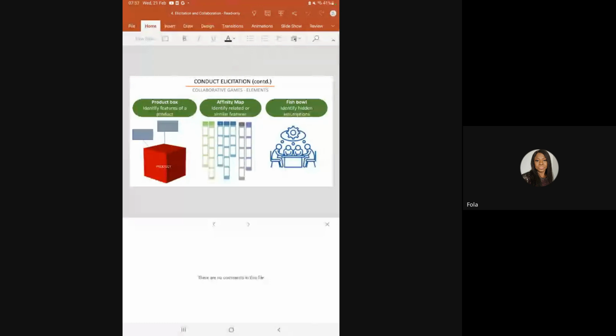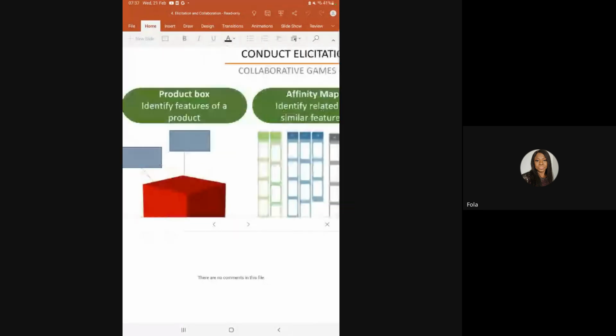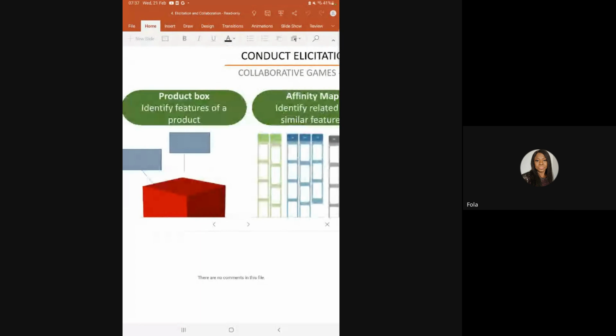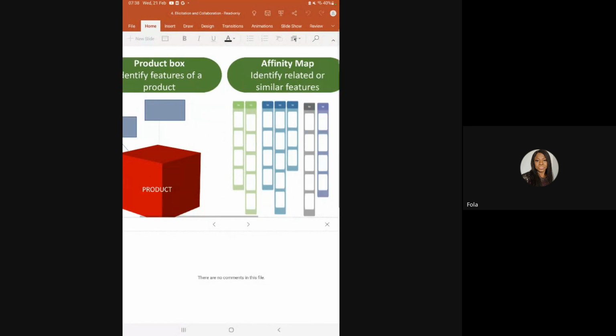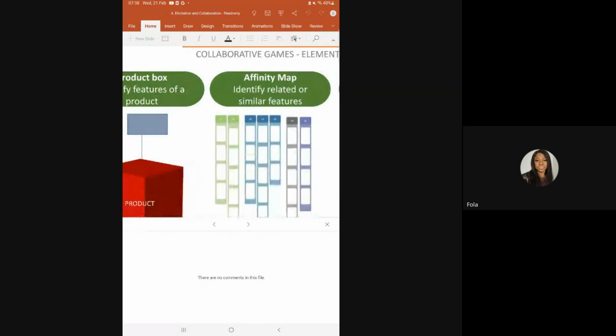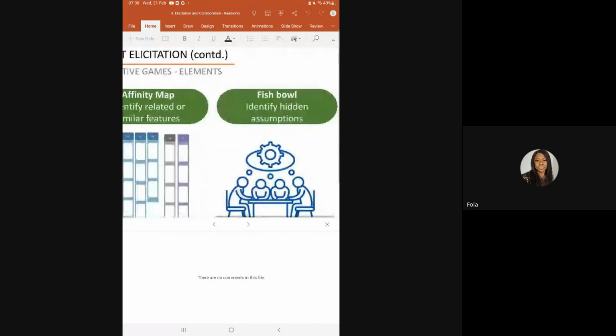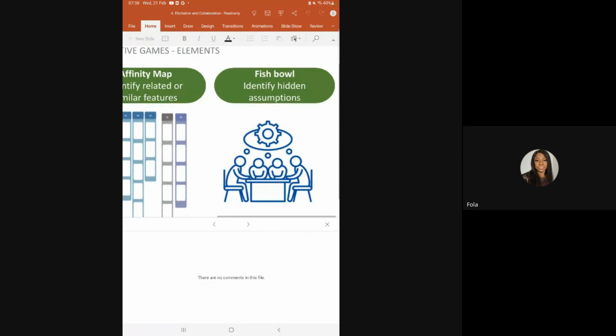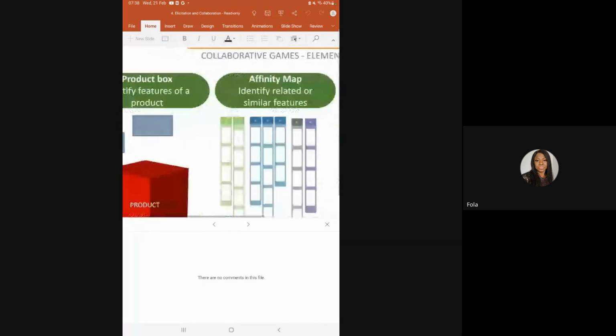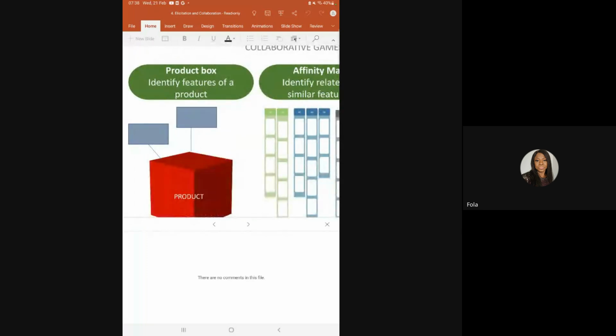So you can go for, let me just increase this. See, the games could be, suppose I want product ideas. I can put a box and ask people to put ideas in it. The best idea will be rewarded. As I was mentioning, if you are looking at a captive environment, these are all possible. Affinity map: identify related and similar features. And there is a fishbowl: identify hidden assumptions also. So these are all elements of collaborative games.